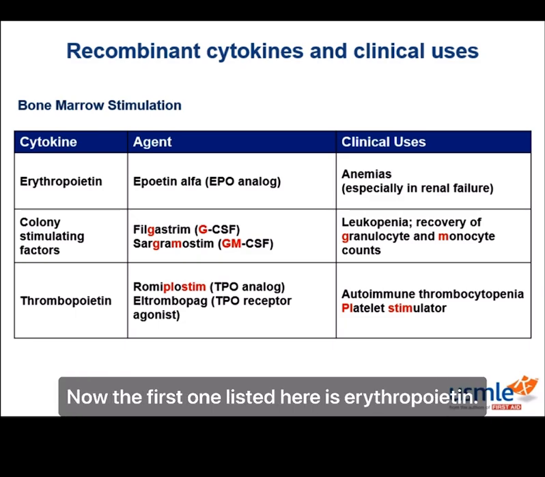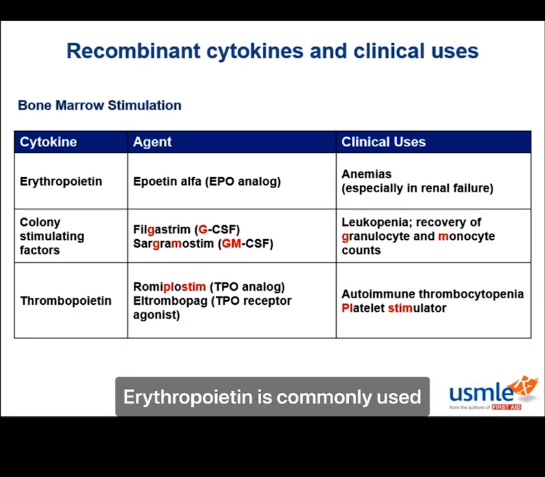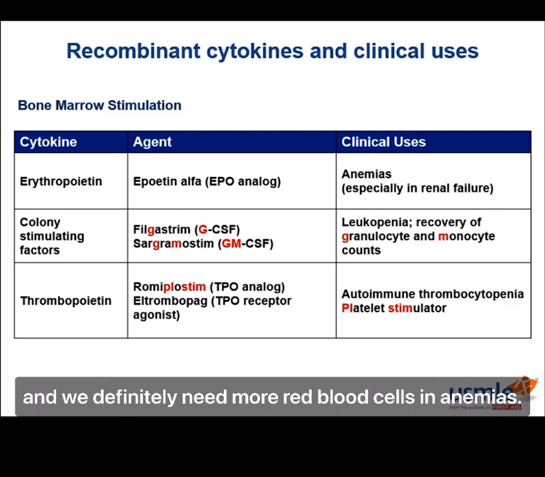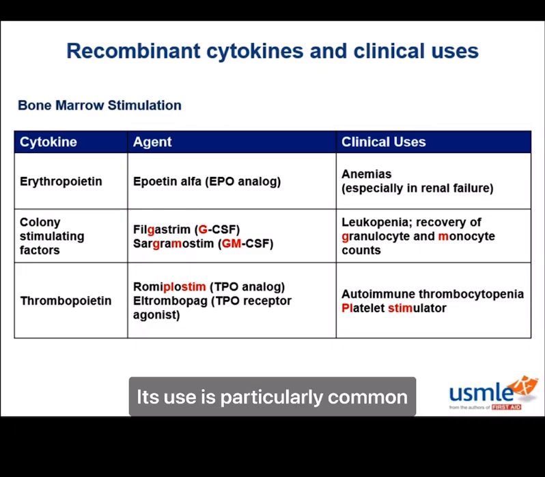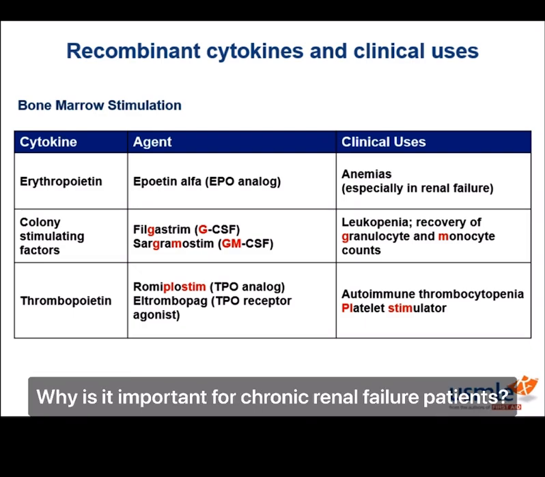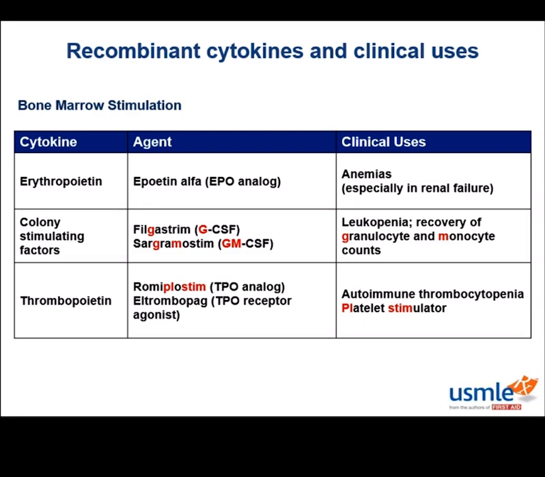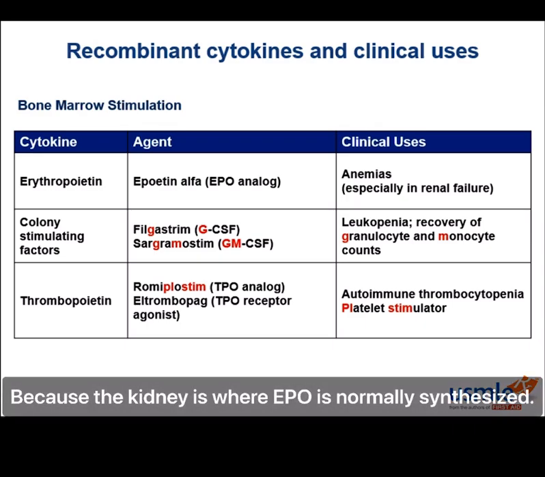Now, the first one listed here is erythropoietin. Erythropoietin is commonly used to stimulate erythrocyte production, and we definitely need more red blood cells in anemias. Its use is particularly common in chronic renal failure patients. Why is it important for chronic renal failure patients? Because the kidney is where EPO is normally synthesized.